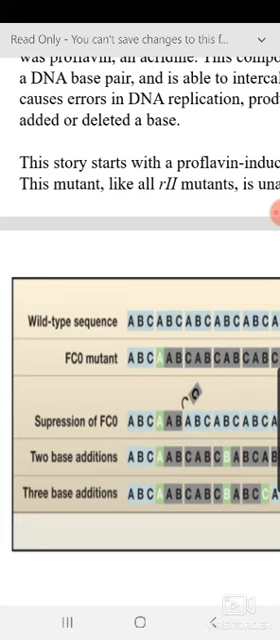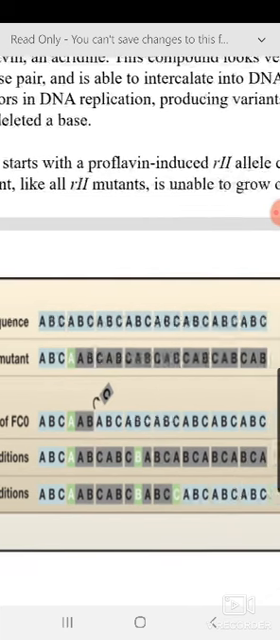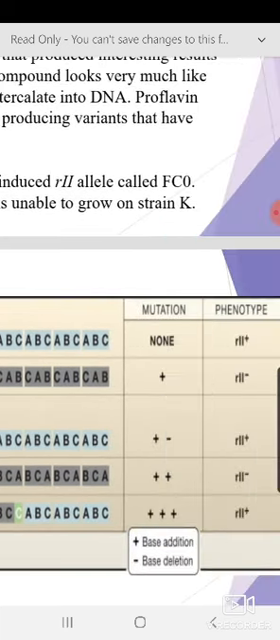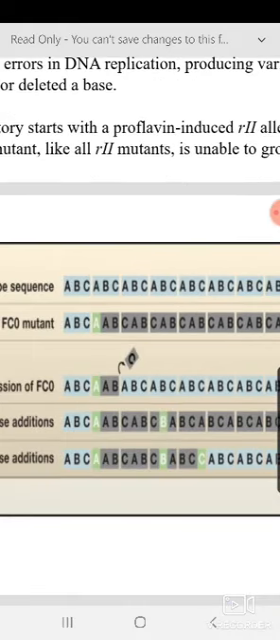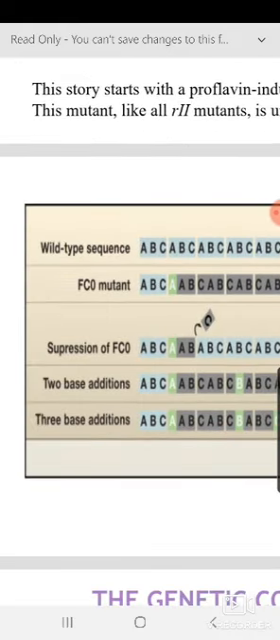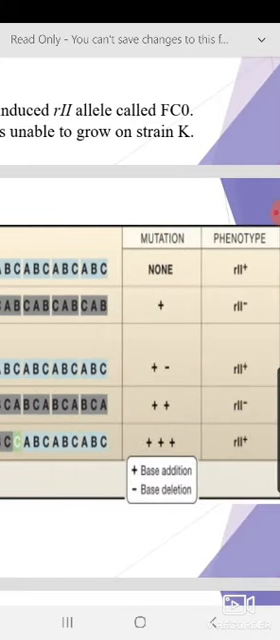They found that with a suppression, meaning I have added one base here, if I delete one base next to that, they actually restore the phenotype. This is plus minus, meaning base addition, base deletion. So they restore the phenotype if they change it. Now two base additions anywhere, this is again negative. That means the R2 phenotype we are not getting back.